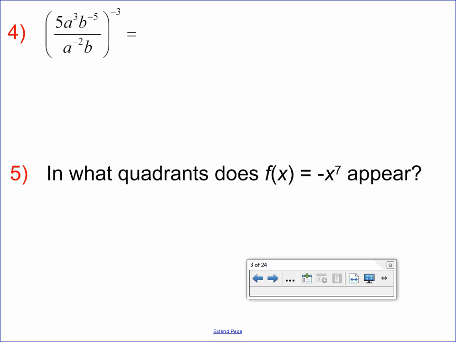So let's go ahead and leave this as a quotient to the negative 3rd. But on the inside, let's do some simplifying. And so we'll go ahead and rewrite my inside 5a cubed.